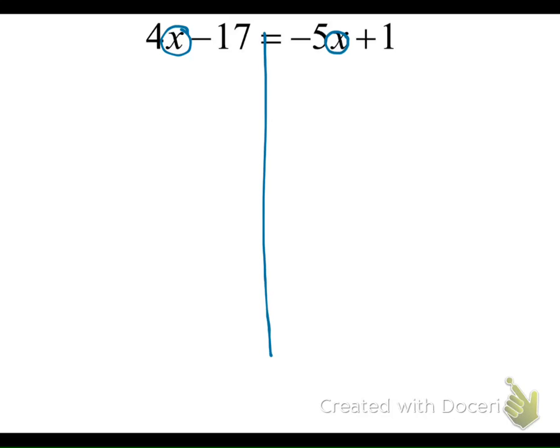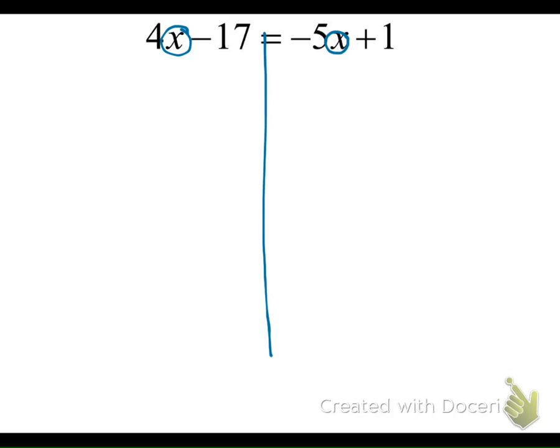No. So then I'm going to go back and I'm going to look at my next part. What am I supposed to do after I distribute? Combine like terms. So I'm going to look at my left side. Do I have any like terms there that I can combine? Nope. So then I look at my right side. Do I have any like terms on my right side that I can combine? Nope. So I move to step 2.